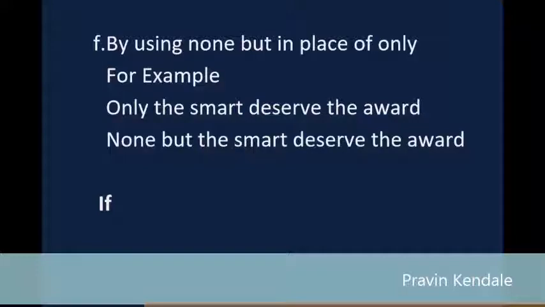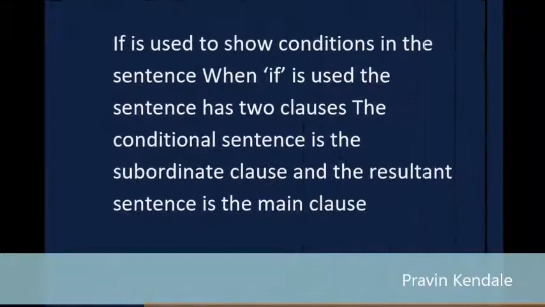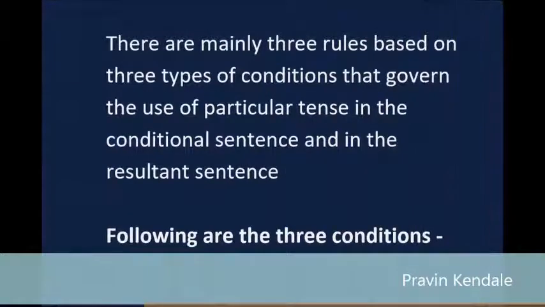If is used to show conditions in the sentence. When if is used, the sentence has two clauses. The conditional sentence is the subordinate clause and the resultant sentence is the main clause. There are mainly three rules based on three types of conditions that govern the use of particular tense in the conditional sentence and in the resultant sentence. Following are the three conditions.